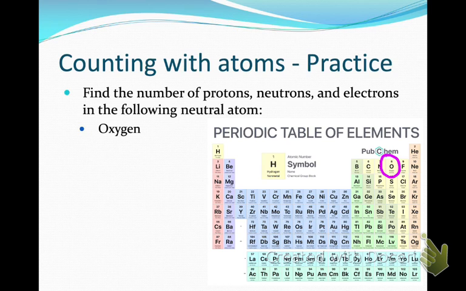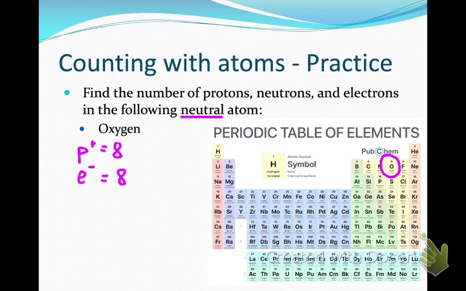So if you look at your periodic table, you'll know that the number of protons has to be 8. The number of electrons, since it says it's neutral, also has to be 8. And then how can we determine the number of neutrons? Right? I'm going to look at the atomic mass for oxygen.